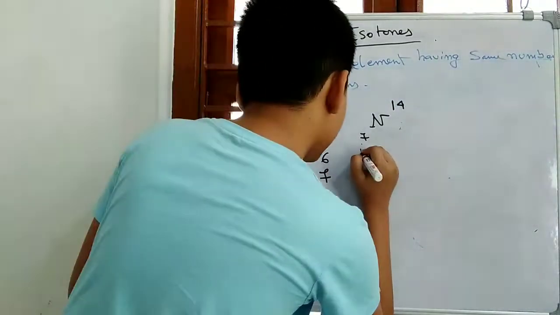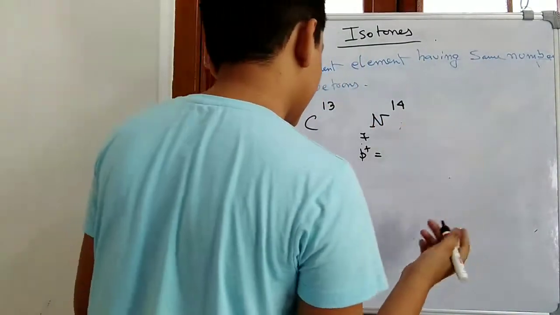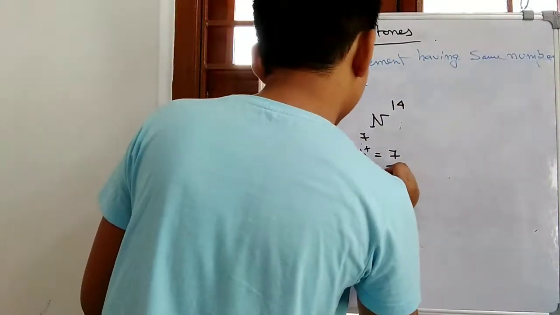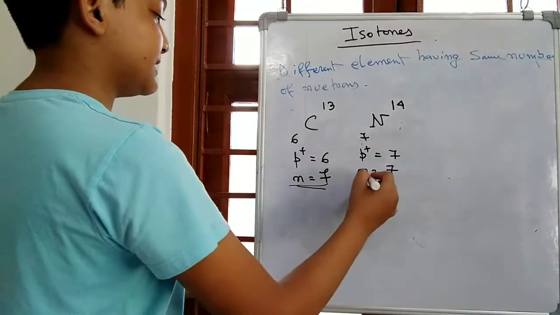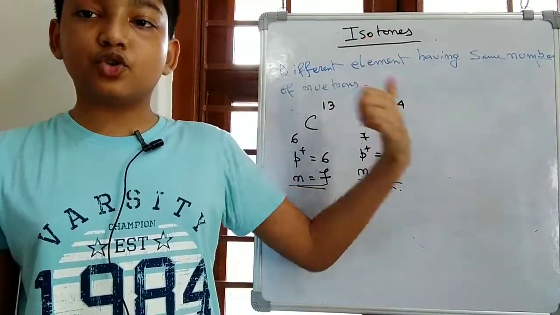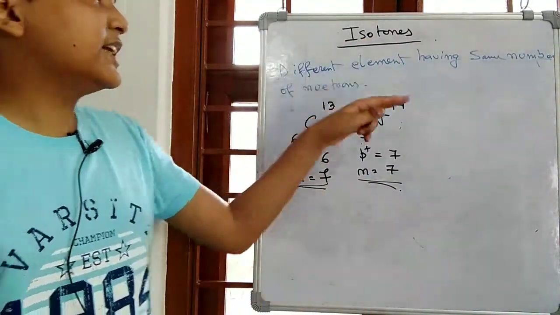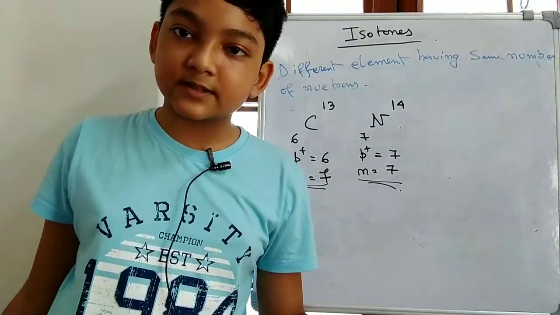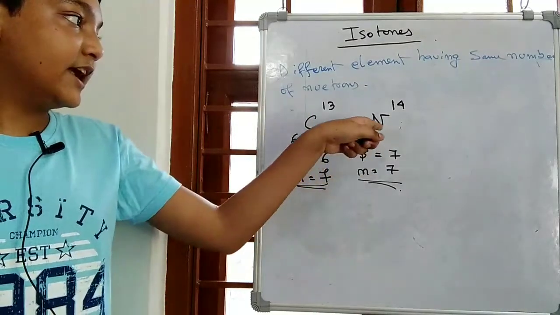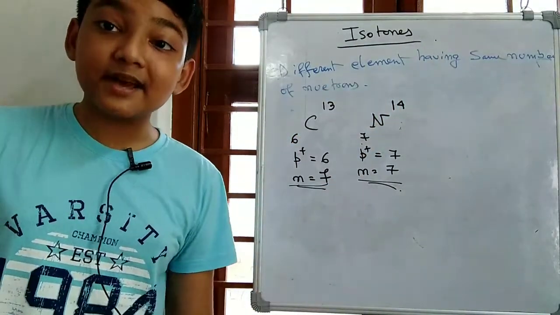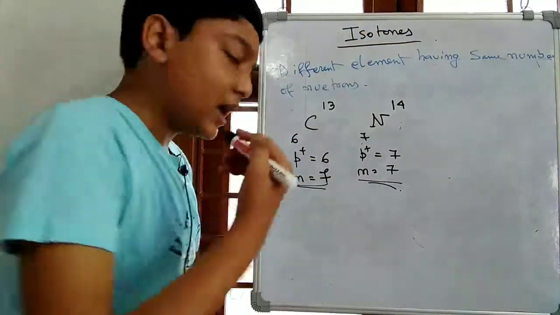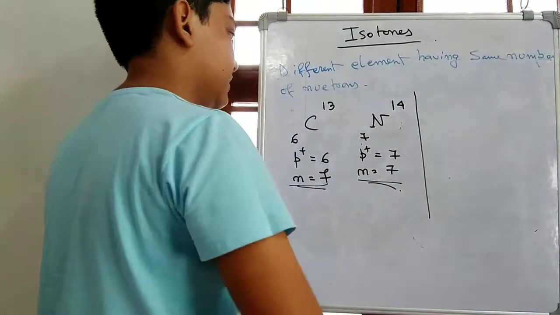Now let's find P plus, the proton number. It is 7, and the neutron is 14 minus 7, which is 7. See, the neutron number in this case and in this case are the same. So we call it isotones. What is isotones? Different elements having the same number of neutrons. Carbon 6, 13, nitrogen 7, 14. These are the same. So we call it isotones.